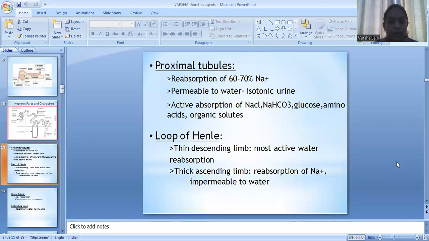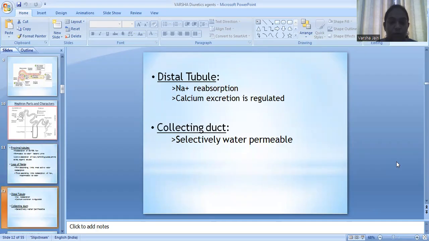The proximal tubule has reabsorption of 60 to 70% of sodium, is permeable to water, and produces isotonic urine. There is active absorption of sodium chloride, glucose, amino acids, and organic solutes. In the loop of Henle, the thin descending limb is most active, where water is reabsorbed. The thick ascending limb absorbs sodium and is impermeable to water. In the distal tubule, sodium is reabsorbed and calcium excretion is regulated. The collecting duct is selectively water permeable.